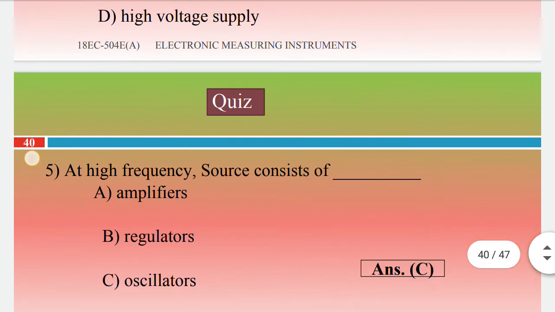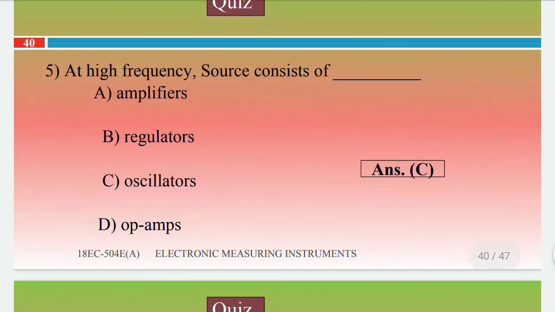Now coming to the next question. At high frequency source consists of dash. So for high frequency we have the options A amplifiers, B regulators, C oscillators and D op amps. For high frequencies, electronic oscillators are used as source. So the answer is C.